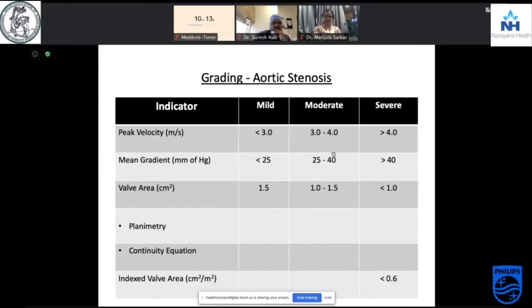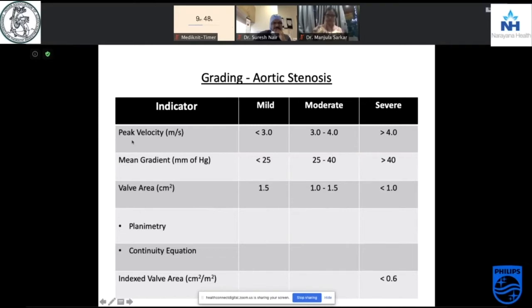So once you have done that, you can grade the aortic stenosis. Aortic stenosis can be graded using the Doppler measurements, peak velocity and mean gradient. These are the most commonly used methods to grade aortic stenosis, and they are also more reliable than other methods. You can also measure valve area by planimetry using 2D, and also by the continuity equation using the formula.